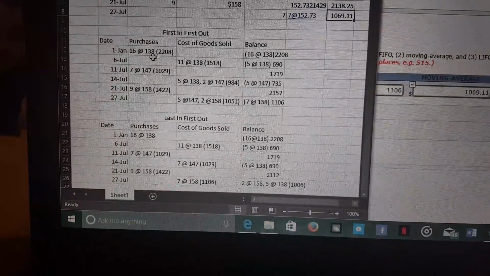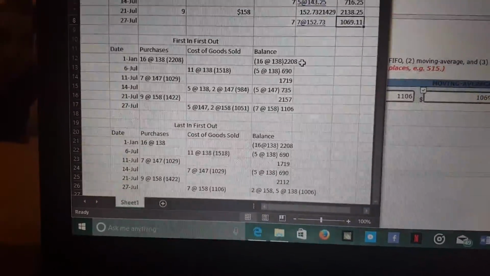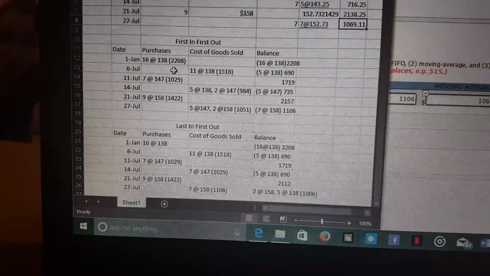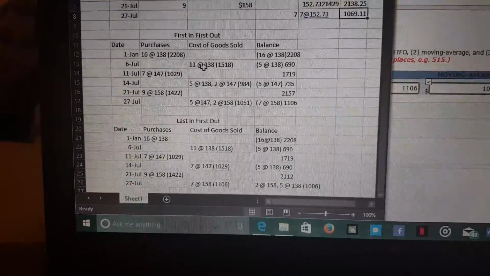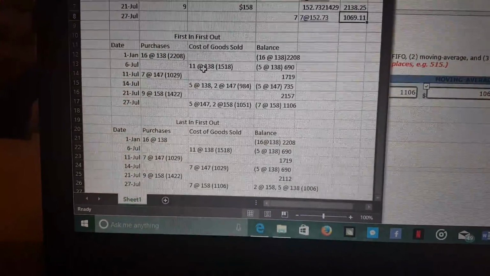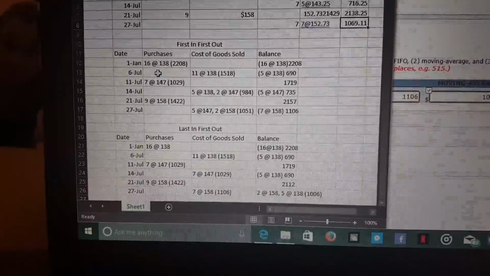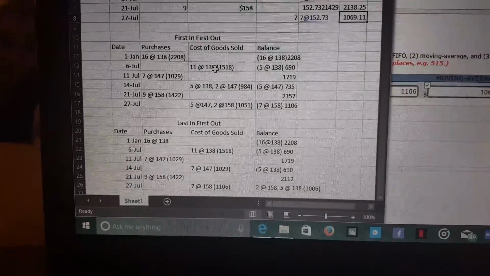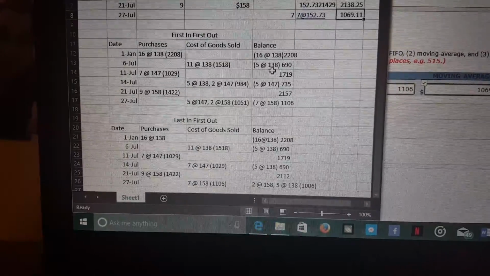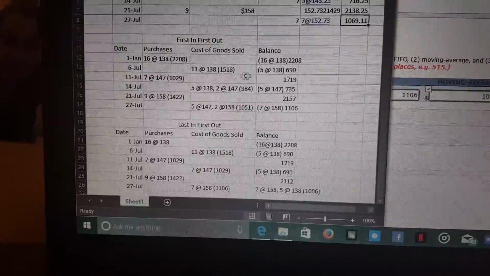On the first, it's the same. You bought 16 for 138, which gives you the ending balance right there. Then on the 6th, we sell 11 goods. We don't really have much choice. We have to take it from the 16 because that's the only one we have. So we sell 11 of those at the 138, so we have 5 left at the 138 price, and that makes the 690 the ending balance.